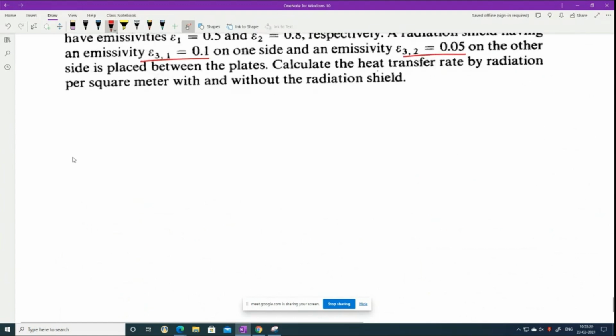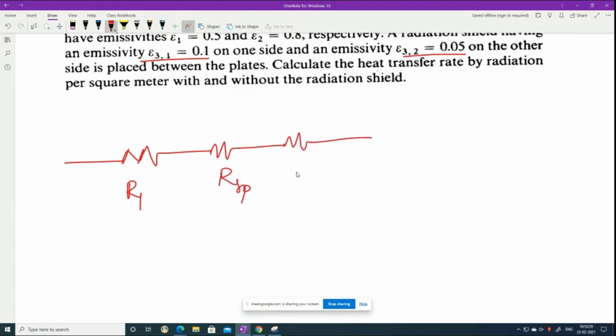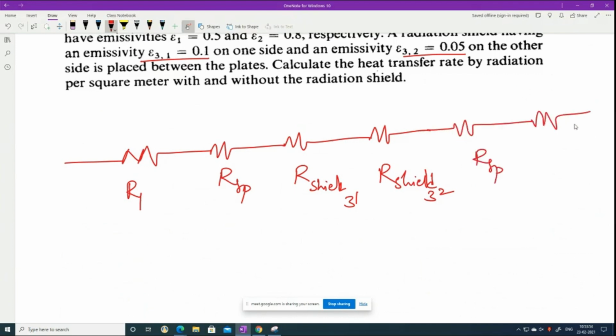So if that is the case, what will be the resistance? This is one resistance, 1, plus then space you will get, and then resistance due to shield will be 2 times here. Okay, resistance due to shield on one side and resistance due to shield on the other side. So that's the only difference you have to write. This is 1, this is 2. So you can write it like 3 1, 3 2 as per the question given. And then you will have space, resistance, and resistance due to the surface again, that is R2. This is surface, this is surface.